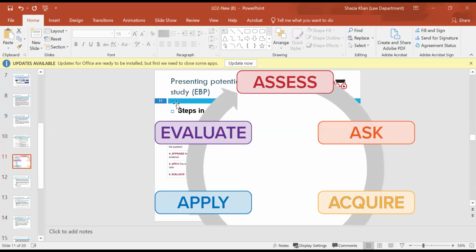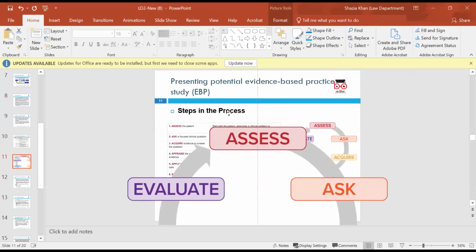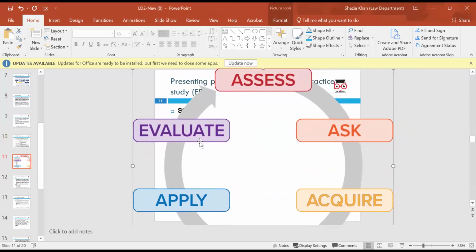So, presenting potential evidence-based practices. You've got assess, evaluate, ask, apply, and acquire. These are elements that are used in regards to evidence-based learning, so you need to be looking at elements of these. Making sure you assess something, then ask and evaluate that thing, and then you apply it and acquire it.